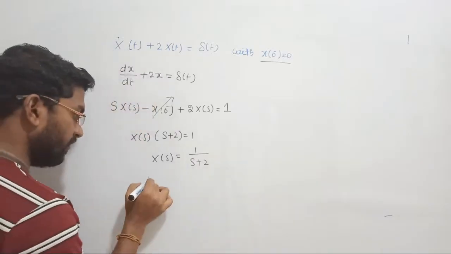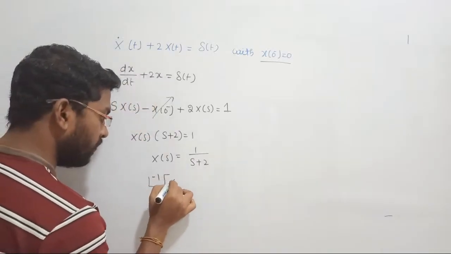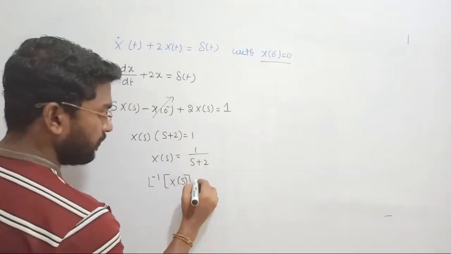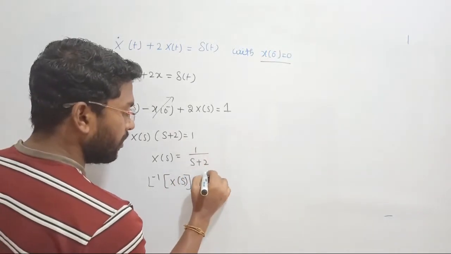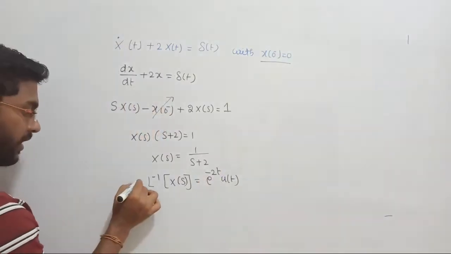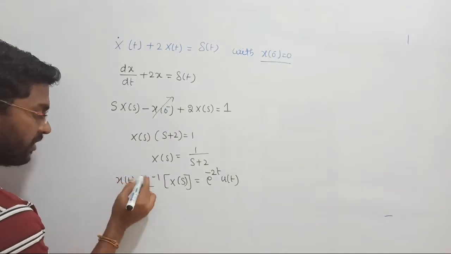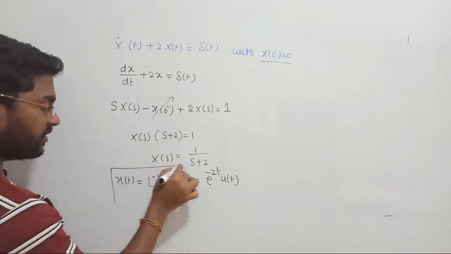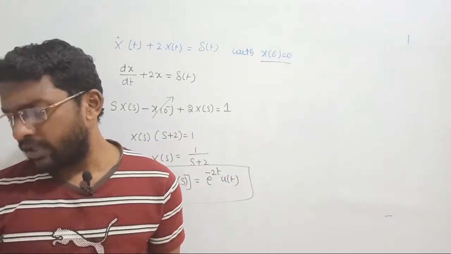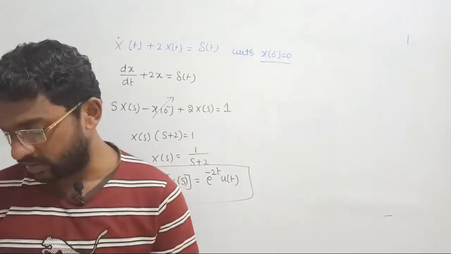We all know what the inverse Laplace is. Inverse Laplace of X(s) equals what? If you take the inverse, it becomes e power minus 2t into u(t). Clear? That is the correct answer. So the answer is x(t), which is nothing but the inverse Laplace of X(s), equal to e power minus 2t into u(t). They had given 4 options, but I had not given. Just write down the answer.